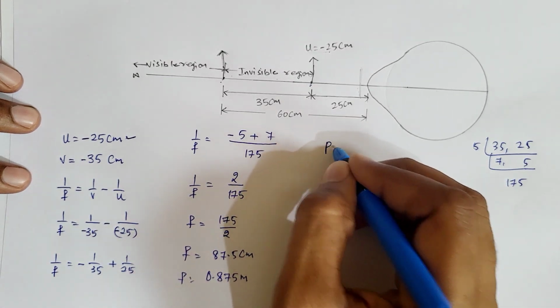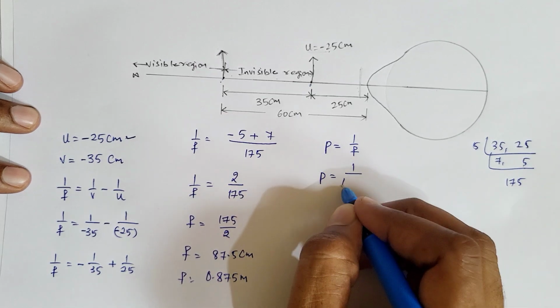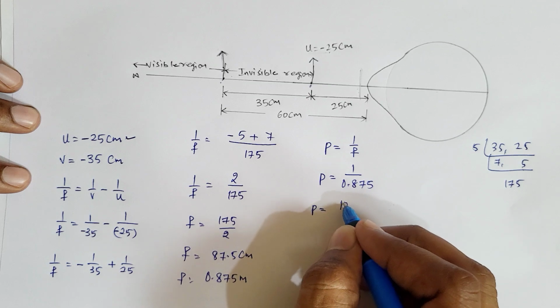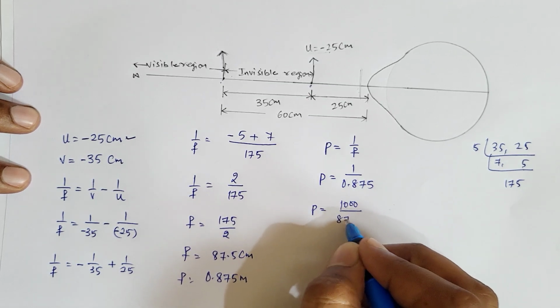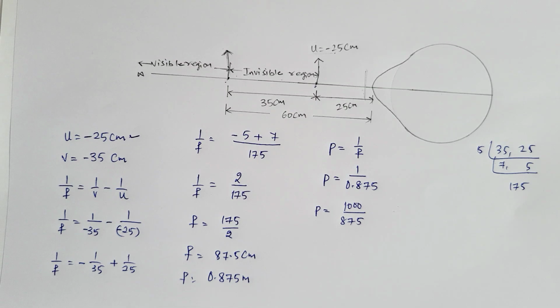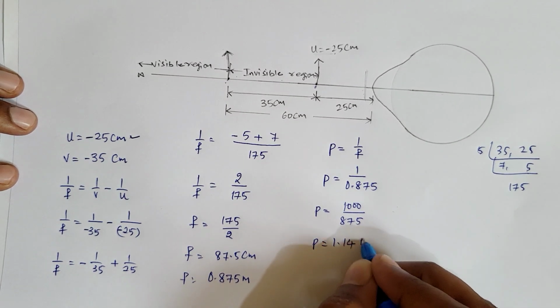Now find the power. Power P will be is equal to 1 by f. So power P is equal to 1 divided by 0.875. We can get power as 1000 divided by 875. It is going to be something around 25,000 divided by 875, 1.14. Power is going to be 1.14 diopter.